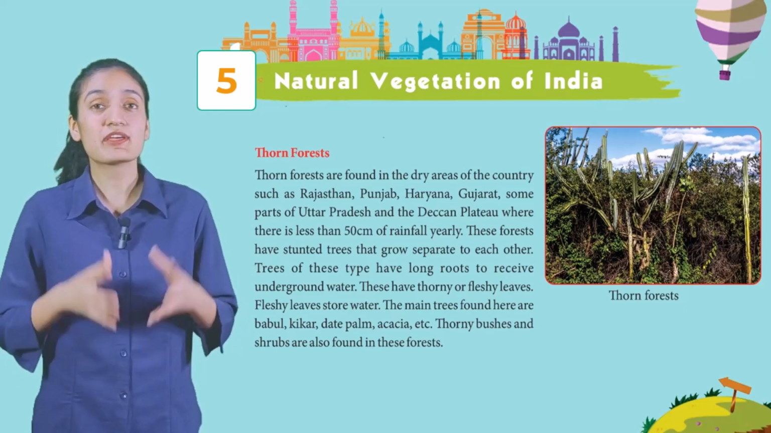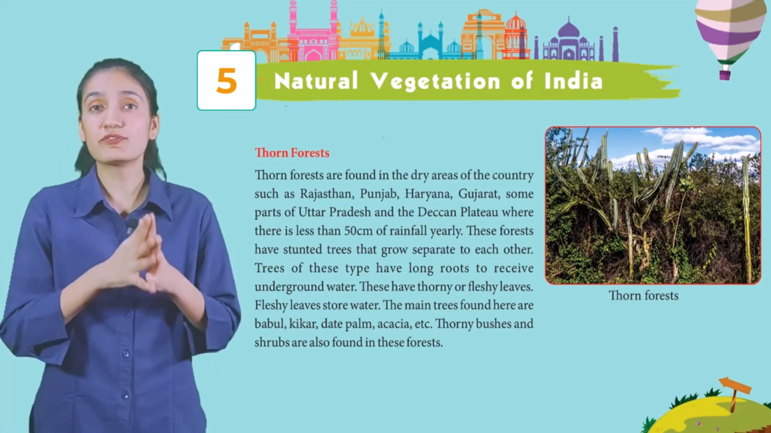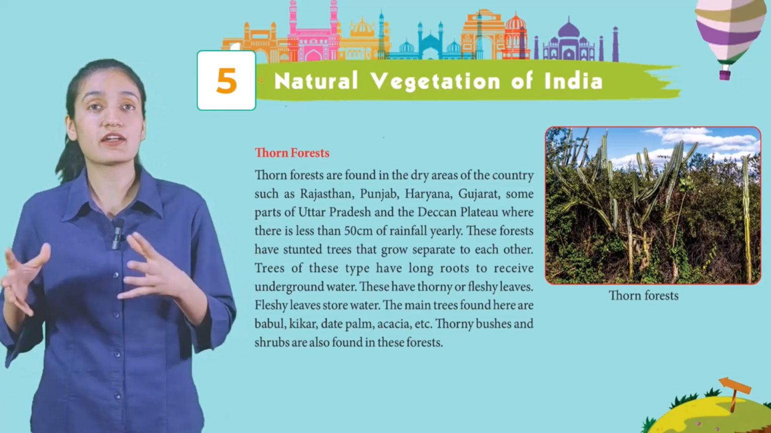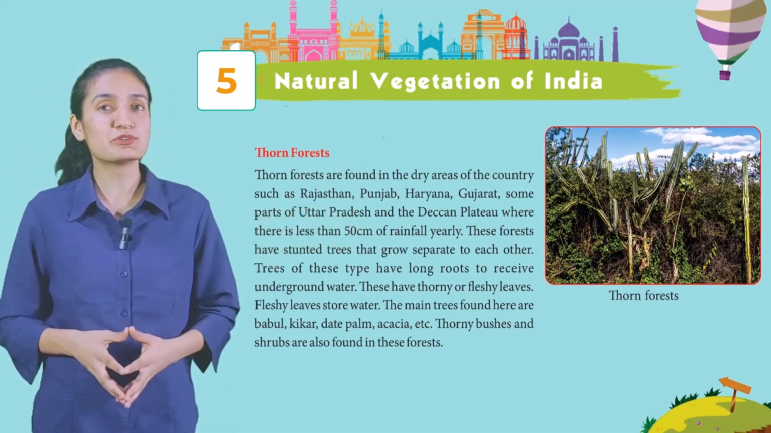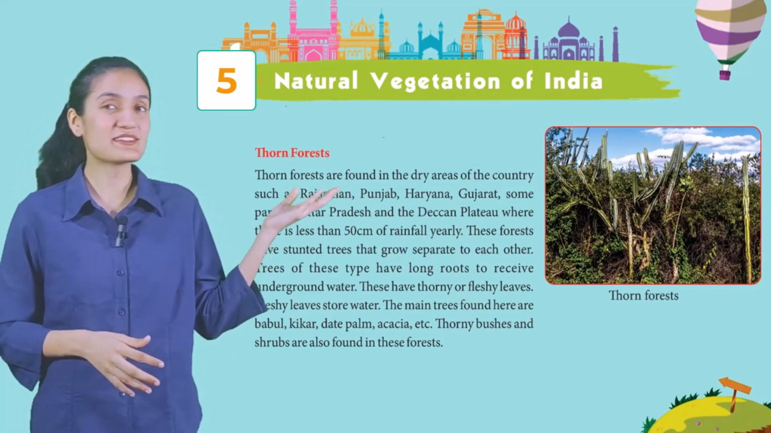Trees of these types have long roots to receive underground water. These have thorny or fleshy leaves to store water. The main trees found here are kikar, date palm, acacia, etc. Thorny bushes and shrubs are also found in these forests. You can see thorn forest.